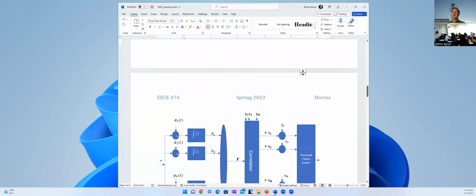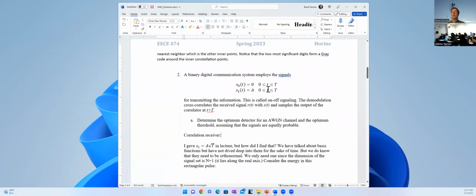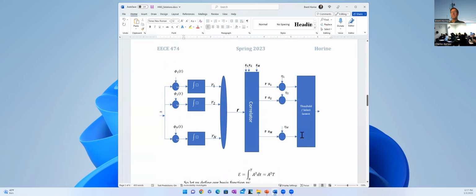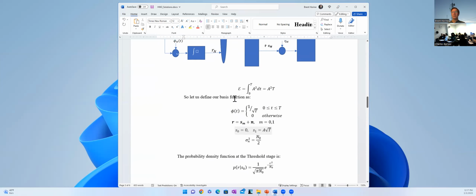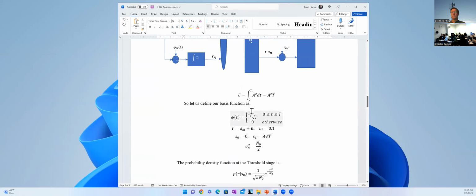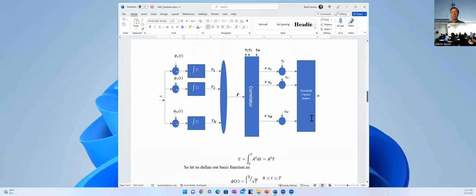So that's given up here in these conditions, right? So that produces an energy of A squared T. So we can define our basis function, phi of T, as 1 over the square root of T, from 0 to T, and 0 otherwise. You can run through and see that's going to provide an orthonormal basis function.